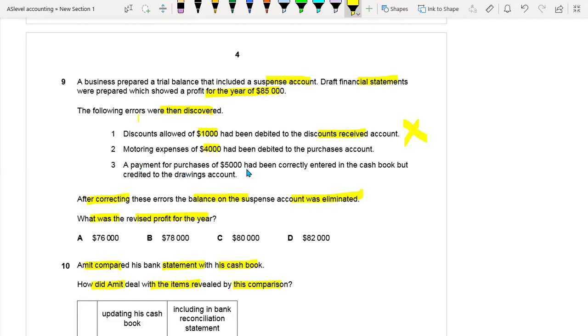Payment for purchases of 5,000 had been correctly entered in the cash book, but credited to the drawing account. Okay, so your cash book should be credit, and your purchases should be debit. So if the purchase is debit, it means that it would be increasing the cost of sales and decreasing the GP by the 5,000, and hence your profit is also decreasing by the 5,000. So 85,000 minus 5,000 is equal to 80,000. So C option is the right option.